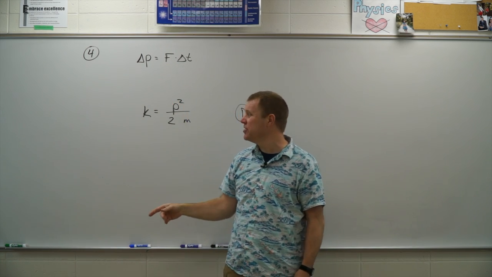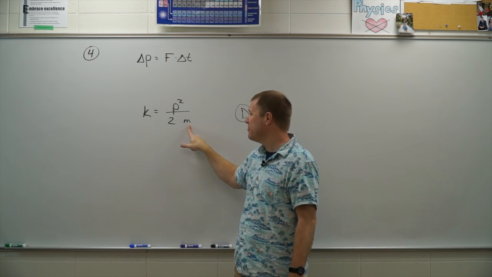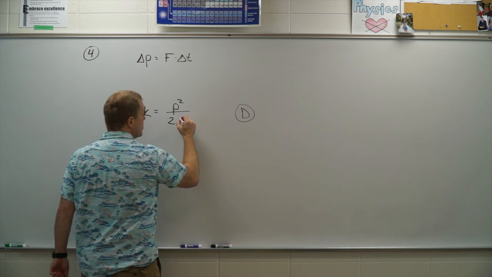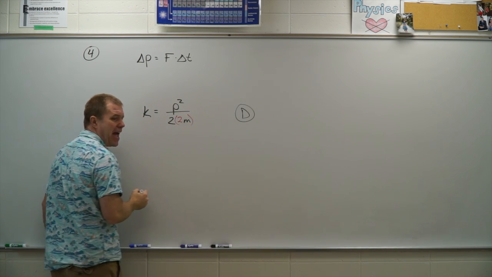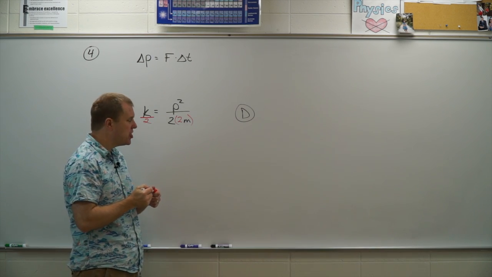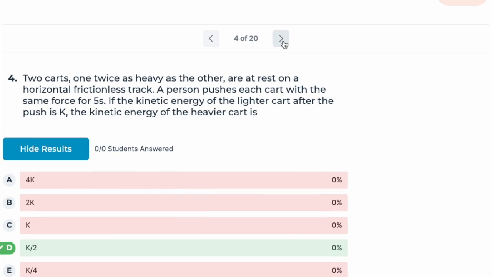they're both going to experience the same change in momentum. So if they both have the same momentum but different masses means different kinetic energies. So the one with twice the mass is going to have half the kinetic energy of the smaller one. Correct answer, D. Yes, K divided by 2.